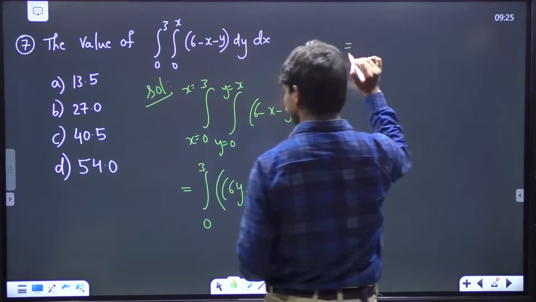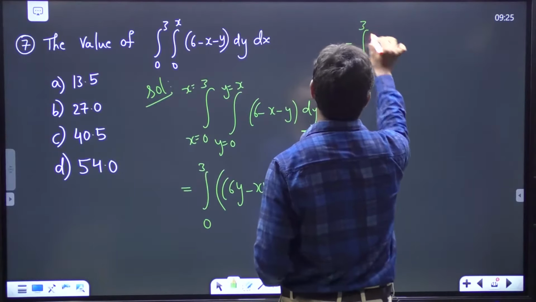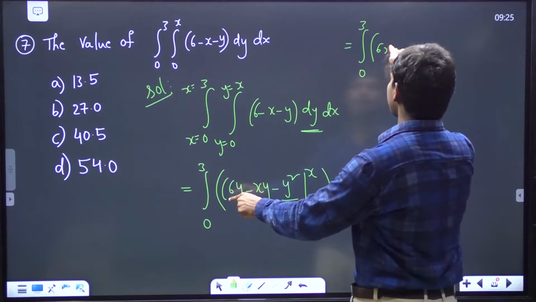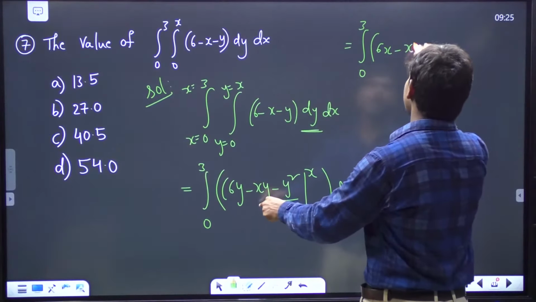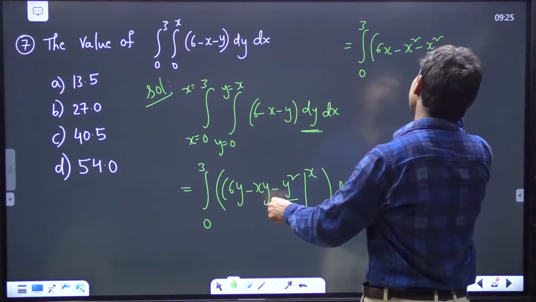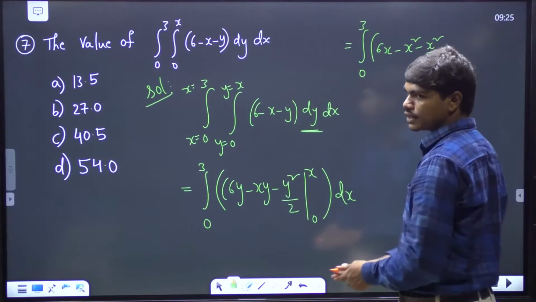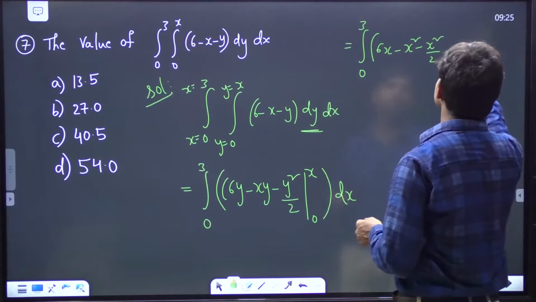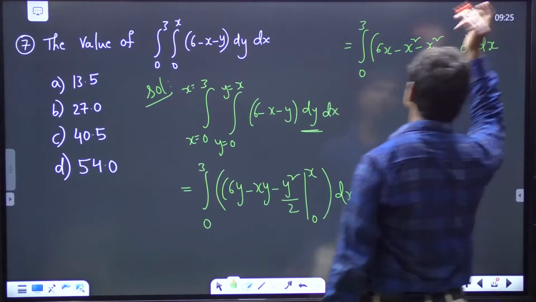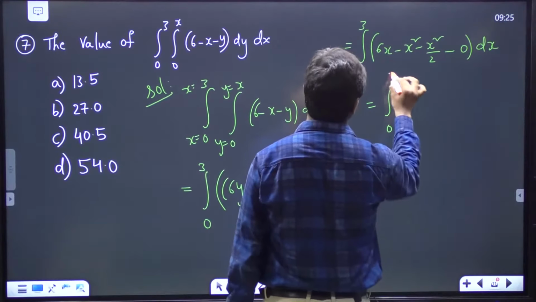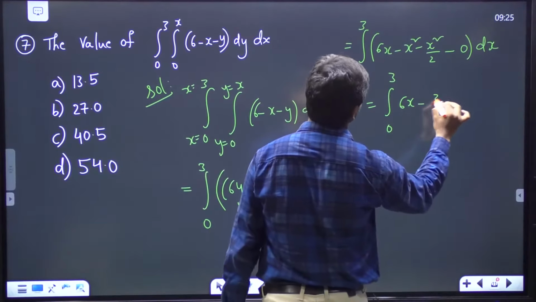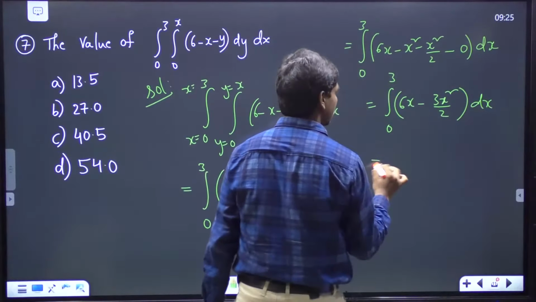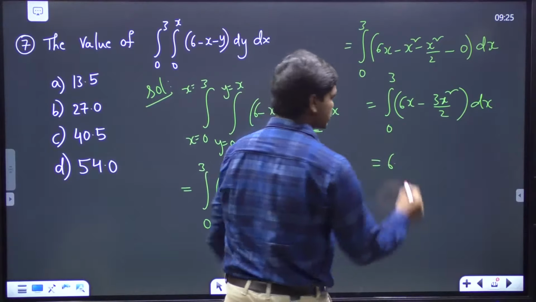So this is equal to integral 0 to 3. Now, when you are substituting the upper limit in terms of y, 6x minus x square by 2, minus, when you are substituting the lower limit, all these three terms go to 0 because there is y in the numerator of every term. So this is 0 dx. Now I hope it's a single variable integration which you can carry out. 6x minus 3x square by 2 dx.